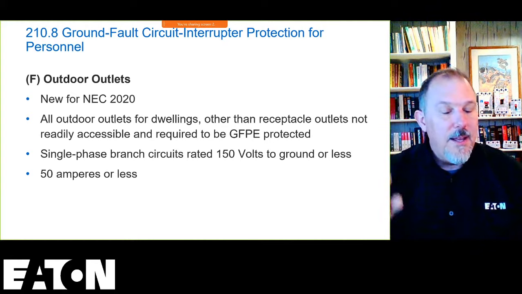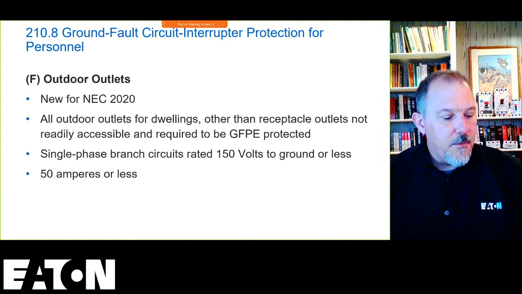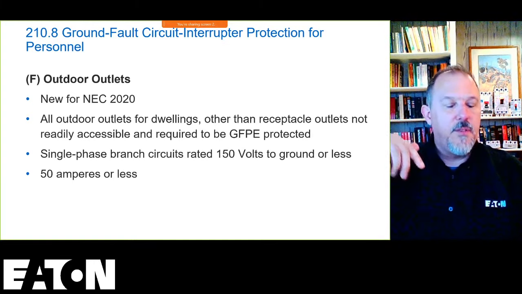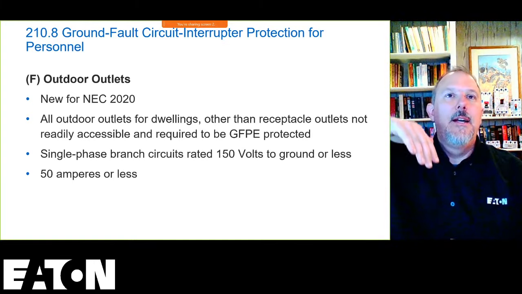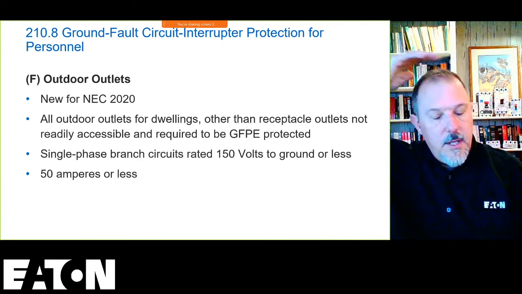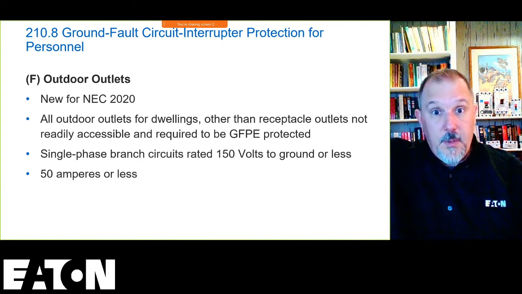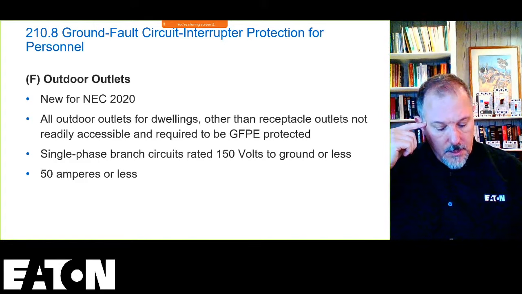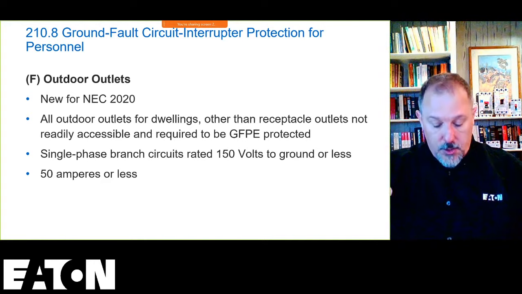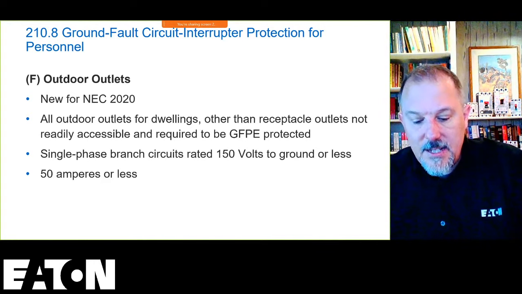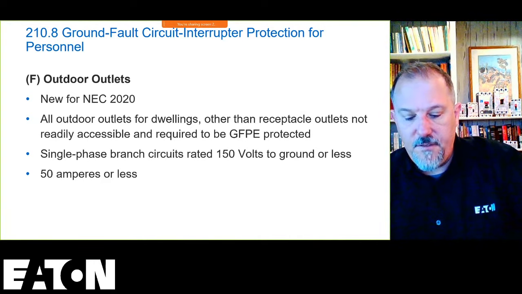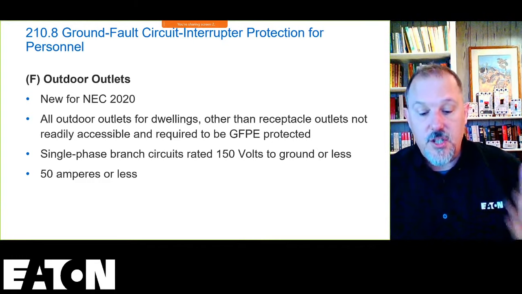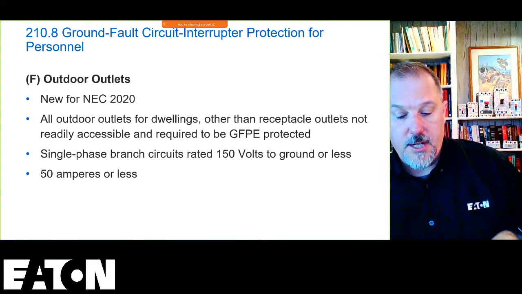and remember, A is dwelling units, A3 is outdoors, and the exception for the outdoors has to deal with when you have a receptacle outlet that is not readily accessible, and if you have GFPE requirements on there for de-icing. So other than those that are supplied by a single-phase branch circuit rated 150 volts to ground or less, 50 amps or less, shall have ground fault circuit interrupter protection for personnel.